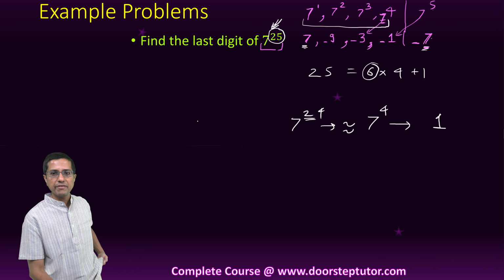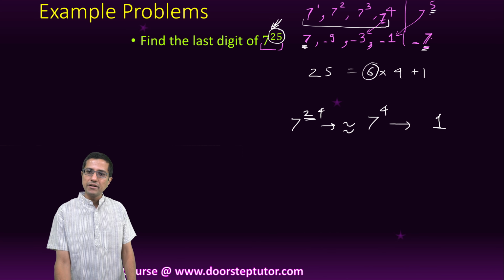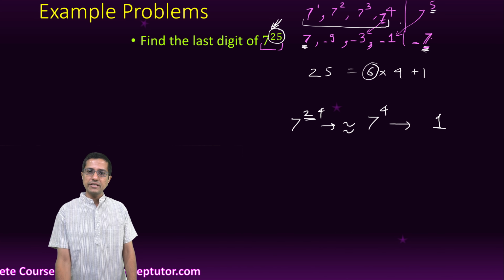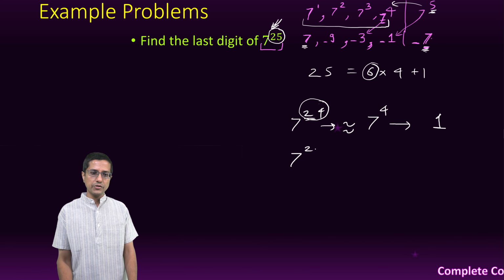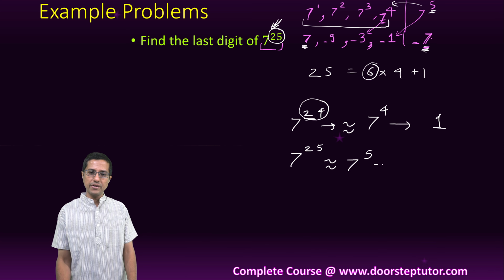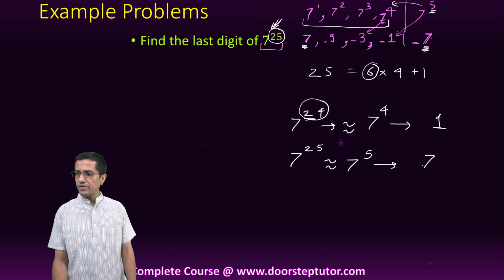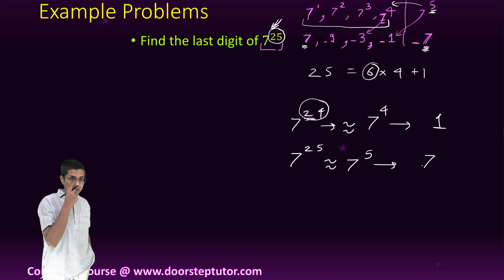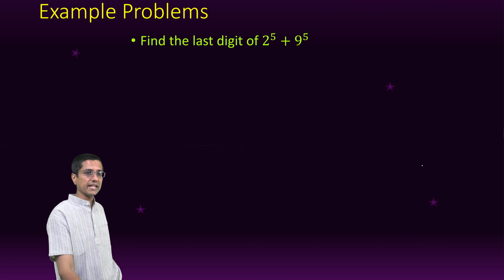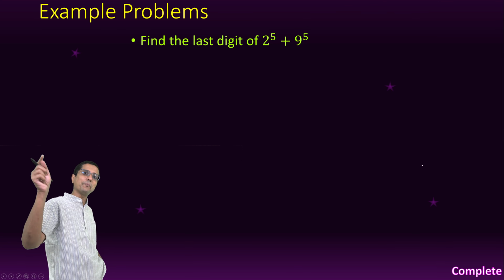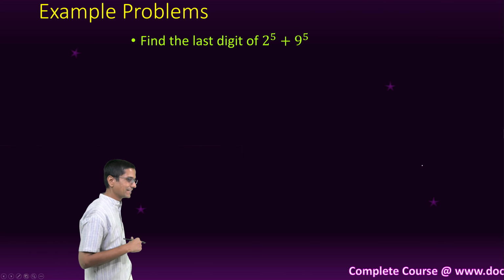7 raised to power 25 would come out after 7 raised to power 24, just as 7 raised to power 5 comes after 7 raised to power 4. So 7 raised to power 25 would be similar to 7 raised to power 5, which has the last digit of 7. That is our answer. So this was a very simple question, provided you understood the concept of cyclicity of the last digit of powers of numbers.